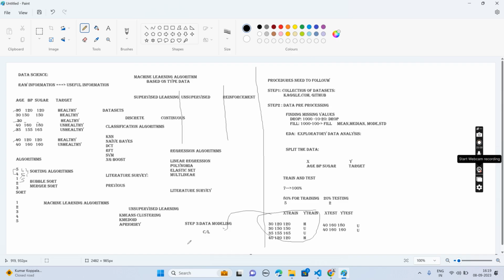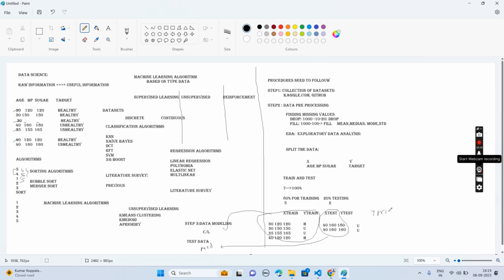So after training, I am going to test the algorithm. For the test, I will pass this X test data. After passing the X test data, it is going to give you some prediction. Like when an exam is conducted, you write answers, right? So that is your Y prediction.